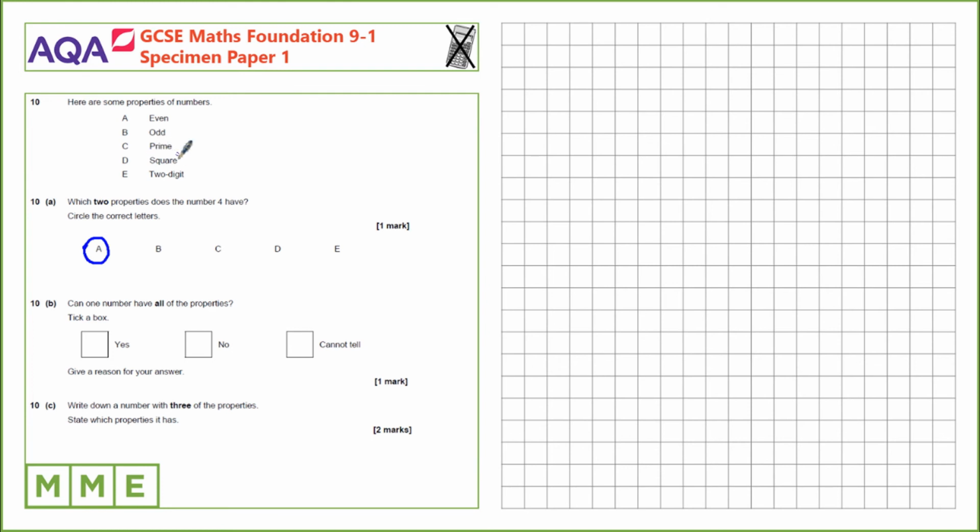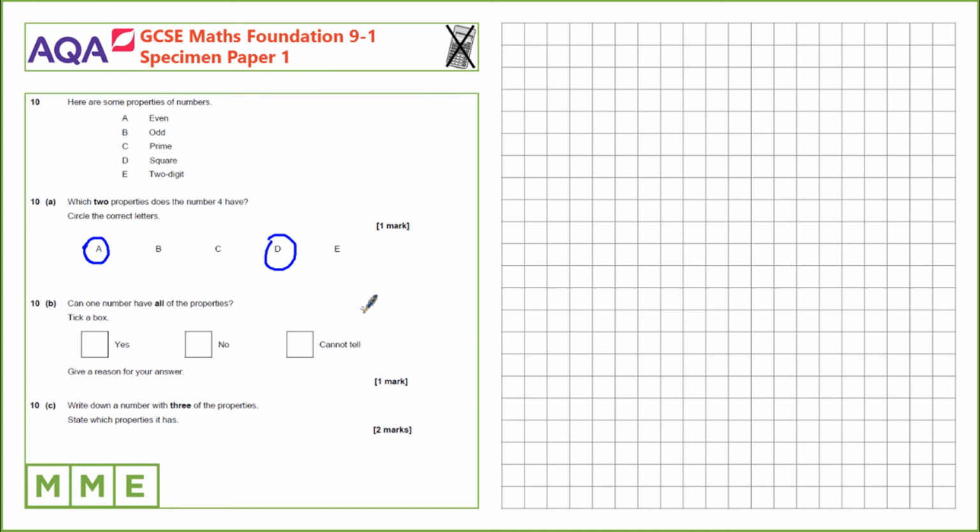A prime number is a number that only has 2 factors, 1 and itself, and 4 has more factors than that. A square number is a number that is a single number multiplied by itself to get the square number, and that's what we have in this case. 2 times 2 is 4. So we have A and D.